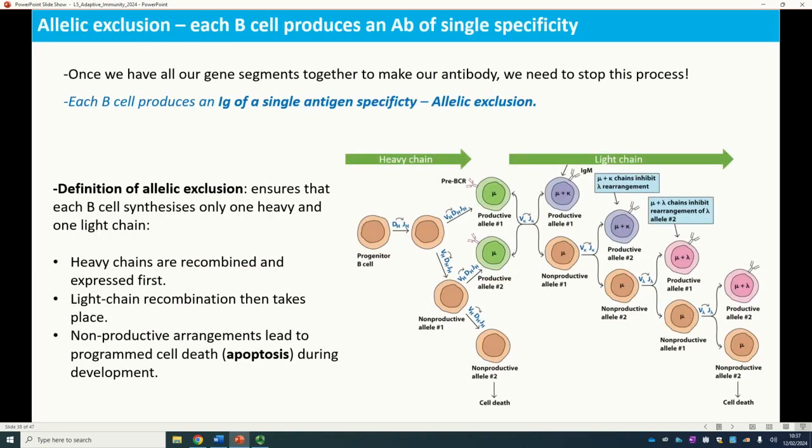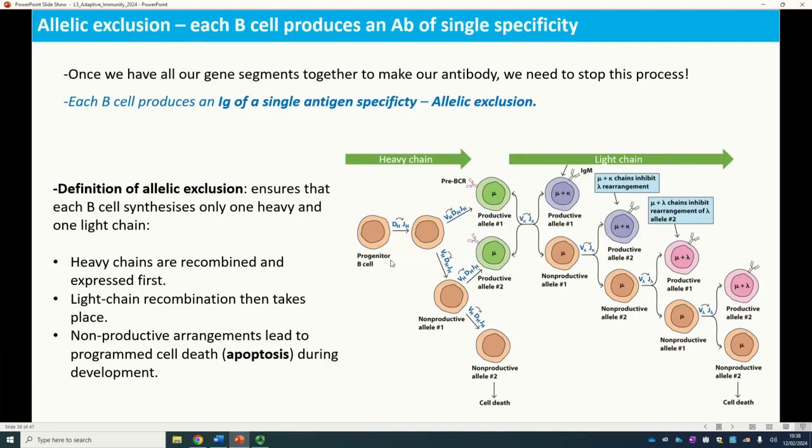So that's all well and good, but we really want to ensure that once we've successfully produced a unique antigen receptor or immunoglobulin on the surface of the B cell, we need to stop that process because we want to make sure that that B cell only has one sort of antibody. It's only got one membrane-bound receptor. And this is mediated by allelic exclusion. So once all the gene segments have been put together, we essentially need to shut down this process.